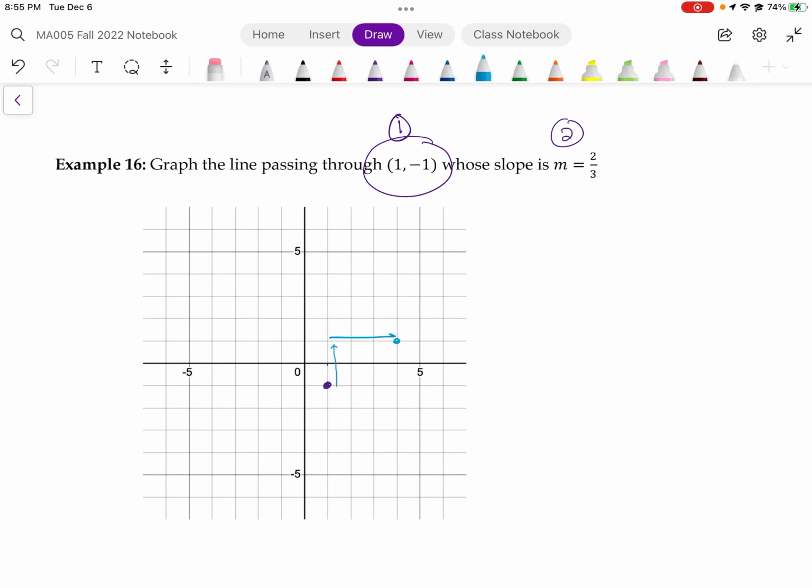And there's my next point. I could go do it again, up 2 over 3, there's my next point. And then I'm going to connect the dots. And that's it. That's my line.